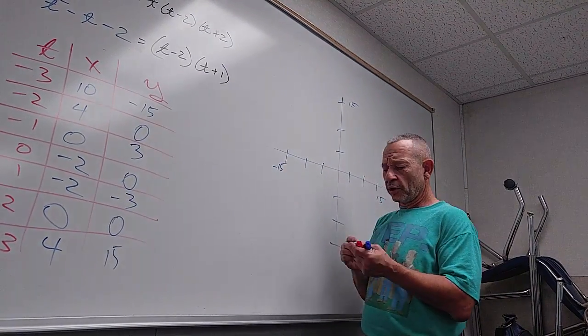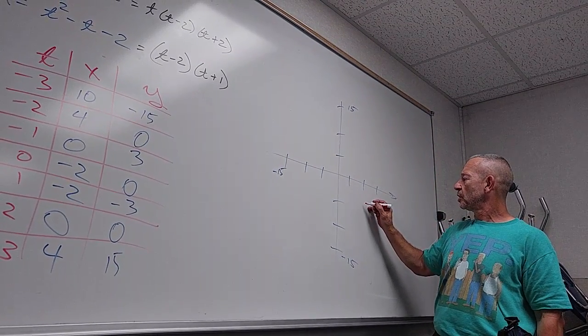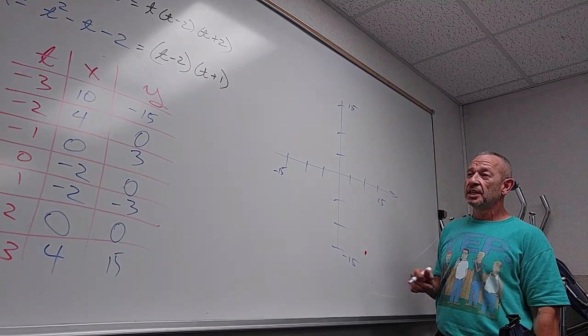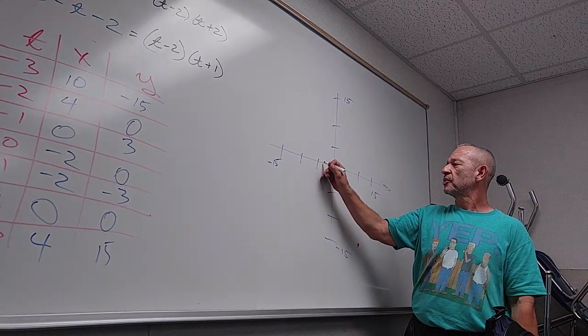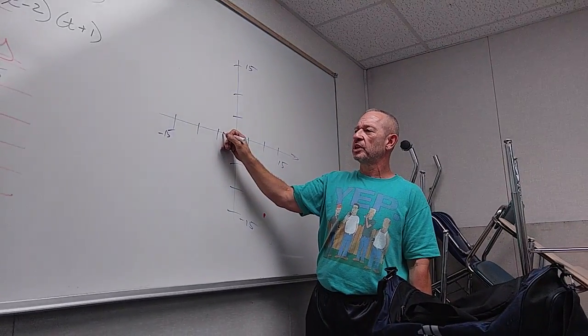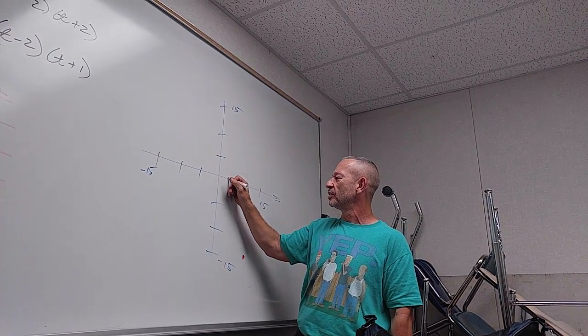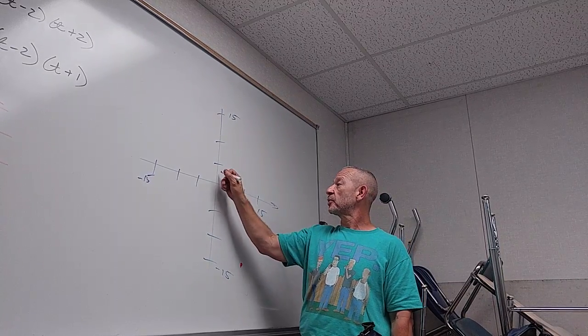So it looks like we start out at (10, -15). And then from there we go to (4, 0). Is that right? No, (4, 0). Damn it. I can count. (0, 3).